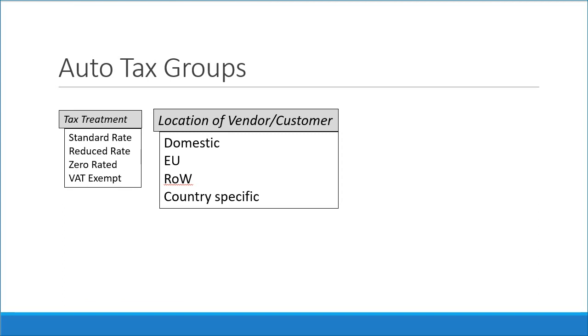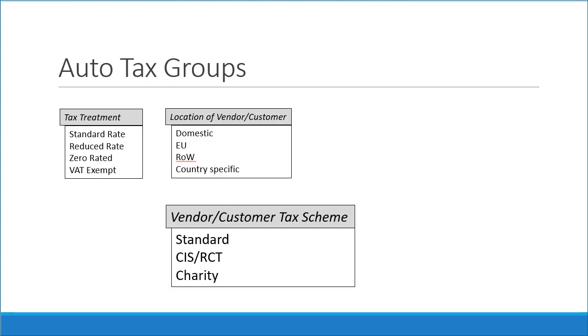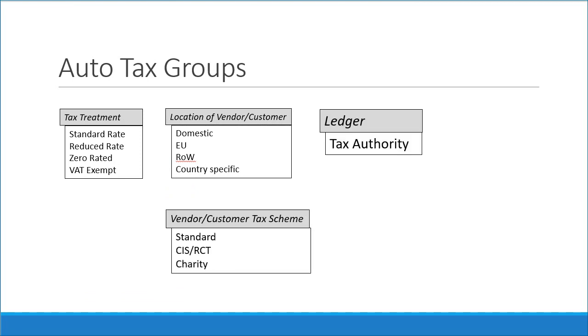Next, we have the location of the vendor or customer. Are they domestic customers? Is this an intra-EU trade, or an export to the rest of the world, or is it some special country? Does a special tax scheme apply to the vendor or customer, such as Construction Industry Scheme or RCT in Ireland? If you have multiple entities, which tax authority is applicable?